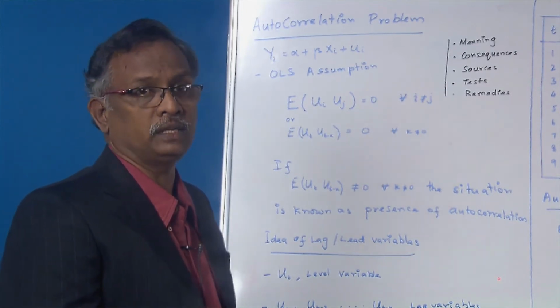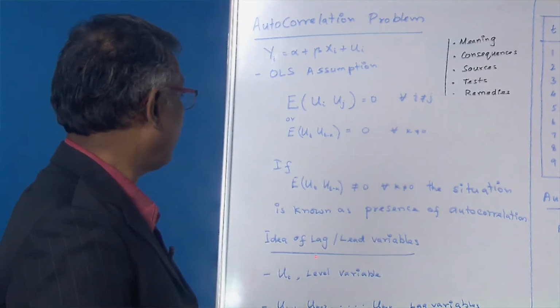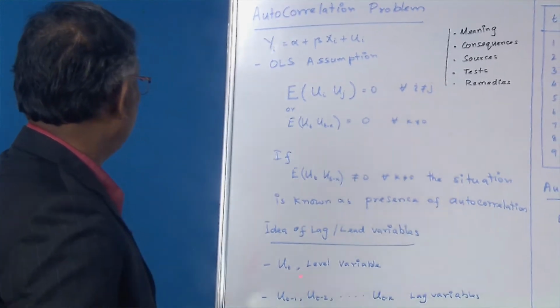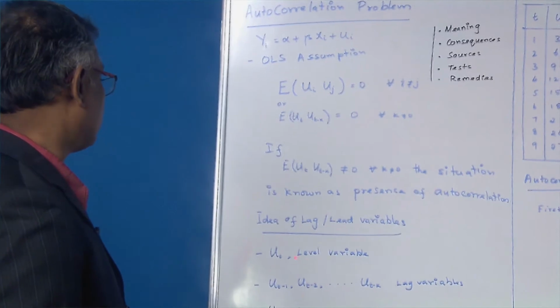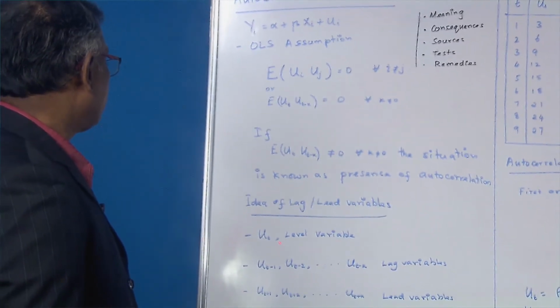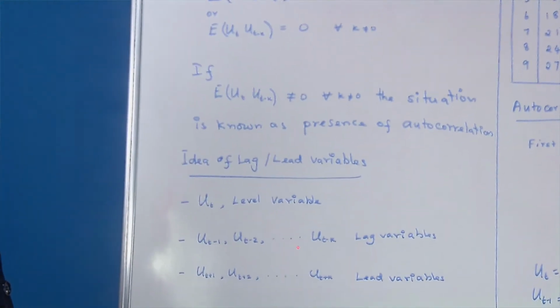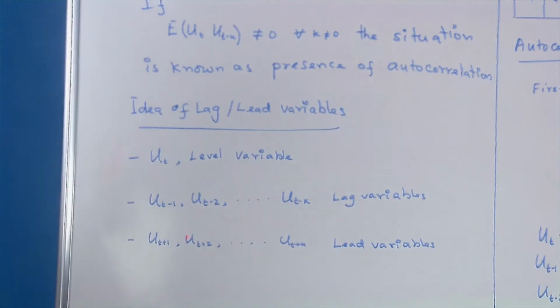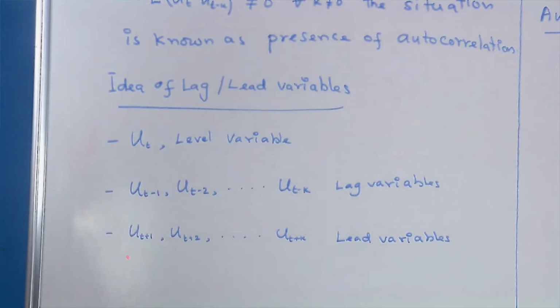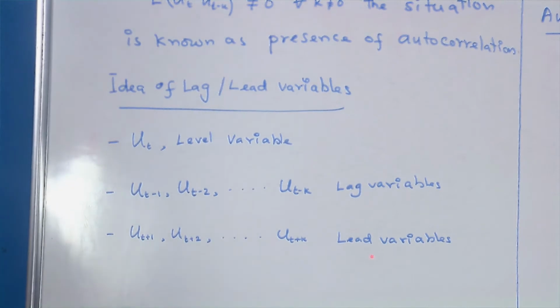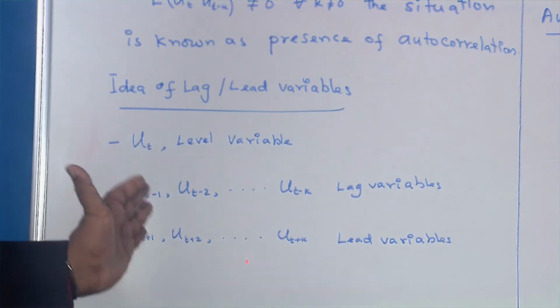To understand the autocorrelation problem, let us understand the idea of lag and lead variables. The u_t in the time series model is taken as the level variable. The u_{t-1}, u_{t-2}, etc., u_{t-k} are denoted as the lag variables, and u_{t+1}, u_{t+2}, etc., u_{t+k} are taken as the lead variables. How these variables are derived from one another, we are going to see next.